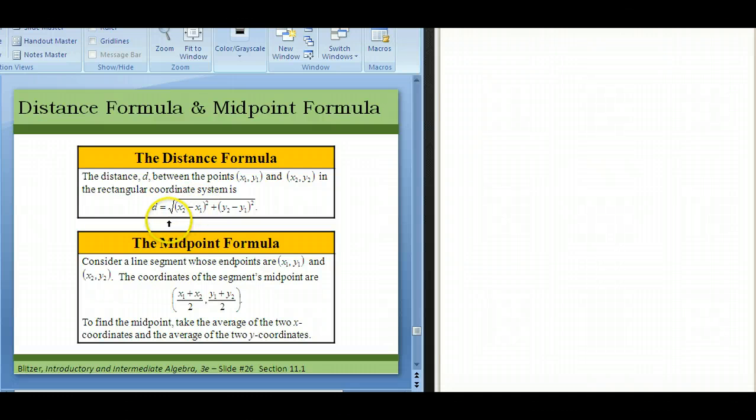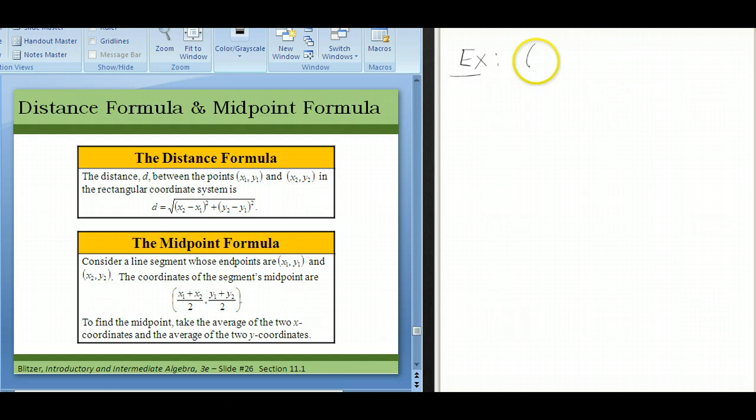The reason we're doing this now is because this is making use of a radical and we just worked with radicals. This distance d, by the way, is always going to be a positive number, right? So we're only looking at the principal or positive square root here. So let's do an example and find the distance between 2 points, and then after that we'll talk about the next thing, which is the midpoint formula.